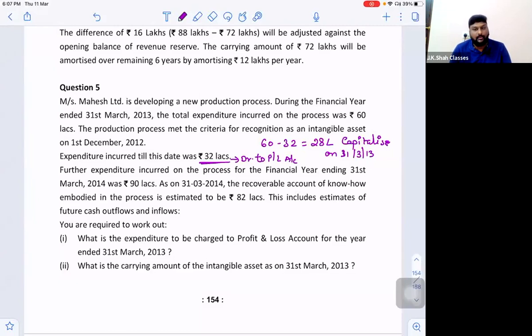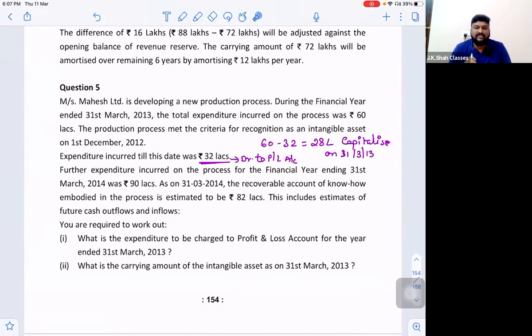Correct? Debit to P&L account. Shall I read the question further? Further expenditure incurred on the process for the financial year 31st March 2014 was 90 lakhs. Means the development is still continued. Right? And next year we spent 90 lakh rupees more. And this is not a subsequent expenditure. The process is still continued. Process is not yet completed.